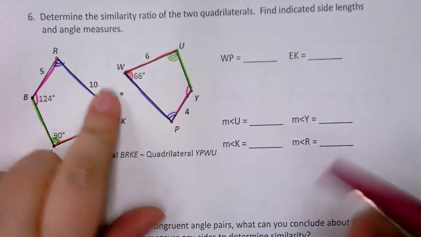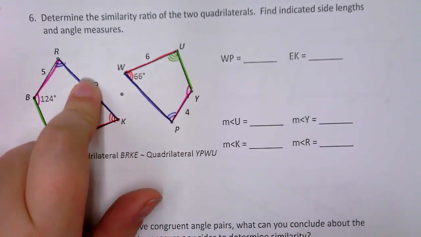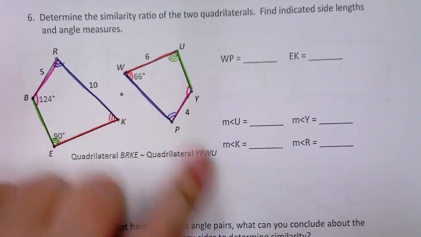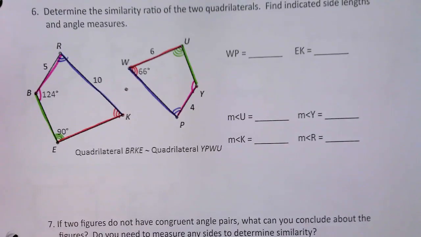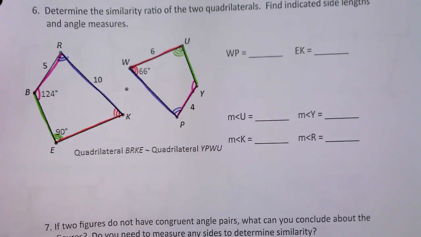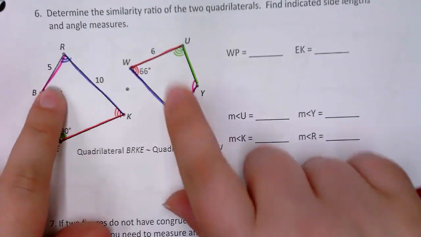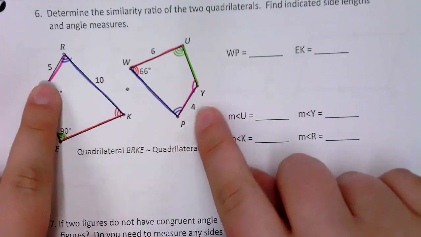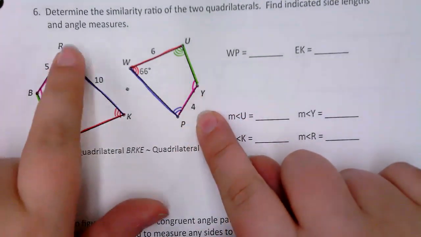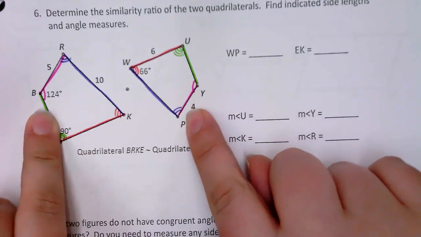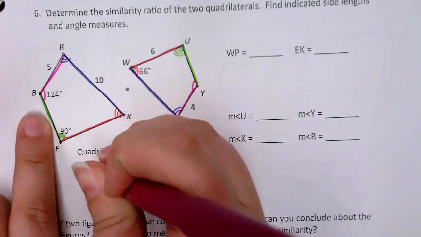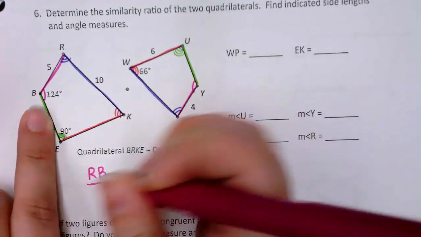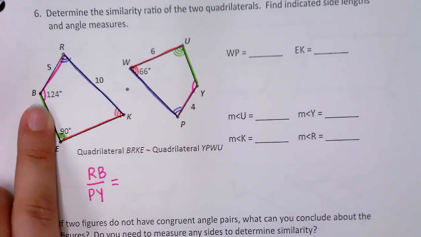How about the blue side? Here, I know the blue side is 10, that's promising. But here's the other blue side, I have no information. So when we do this, we need to look for two corresponding sides where we know the side lengths of both. That only happens for the pink sides here, right? The red, we only know one of the two. So the only ones that I could possibly relate are the two pink corresponding sides. So I'm going to do that. We're going to relate RB to PY in order to find our ratio.